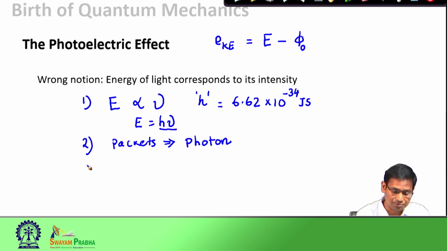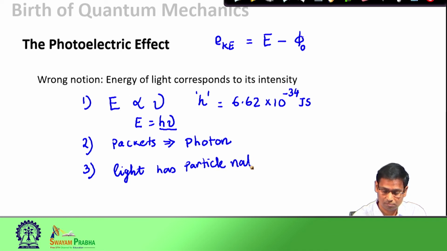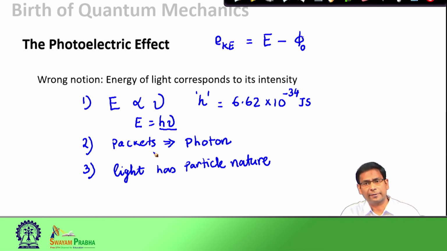And the third assumption, which is kind of related to the second one, is that light, which we always knew as a wave, has a particle-like nature. Light has particle-like nature. Now, with these three assumptions, Einstein could explain the photoelectric effect. We will go through the arguments now.